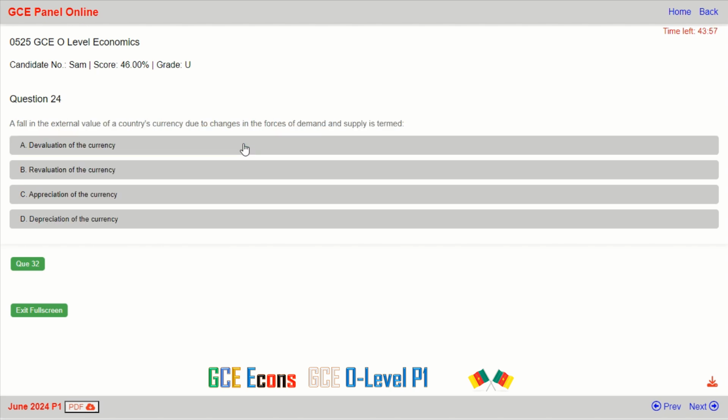So my score now is still at 46%, and my grade is still U. So from 48%, my grade should change to ADE. Okay, according to this platform, their grading system is slightly higher than that of the GCE board.